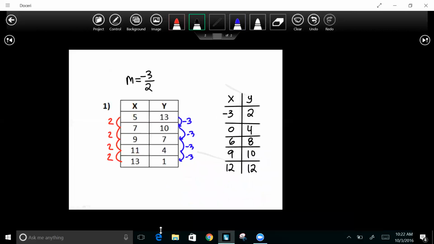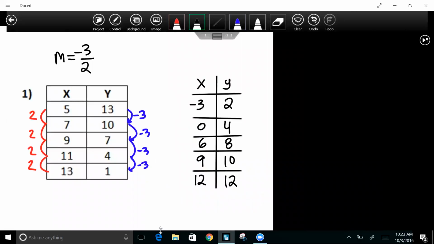If I do it for the next one over here, what's my change in my x for the first one? +3, 0 to 6. Plus 6, 6 to 9, 9 to 12. Now, do I stop there? Is it linear? I got to keep on going, right? Okay. Just because one side does not equal 2 and 2 all the way down, we got to make sure that everything is correct. As long as we have the same ratios, we're okay.